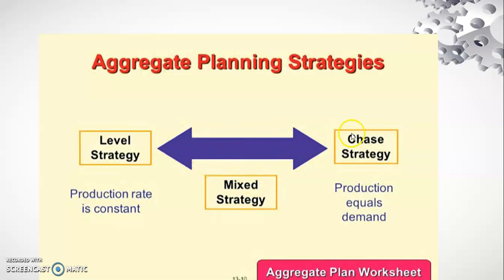In between, when you mix these two strategies, we get a mixed strategy. Firms may choose to utilize one of the pure strategies in isolation, or they may opt for a strategy that combines both, which is called a mixed strategy. In the level strategy, the production rate is constant, and in the chase strategy, production equals the demand. So what is the level strategy? A level strategy seeks to produce an aggregate plan that maintains a steady production rate and a steady employment level. To satisfy changes in customer demand, the firm must raise or lower inventory levels in anticipation of increased or decreased levels of demand forecast.